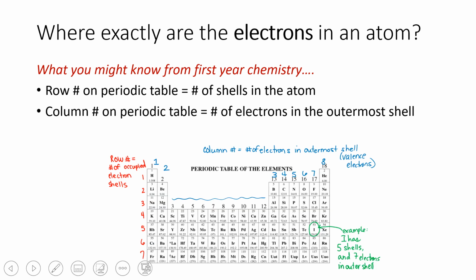You might remember some patterns, some useful information that you can get from the periodic table. The row number that an element is in will tell you how many shells are in the atom, and then the column number will tell you how many electrons are in the outermost shell. Those are called valence electrons. So I could look over here, iodine, and say, oh, it's in row 5, so it's got 5 electron shells, and since it's in column 7, it has 7 electrons in its outermost shell.